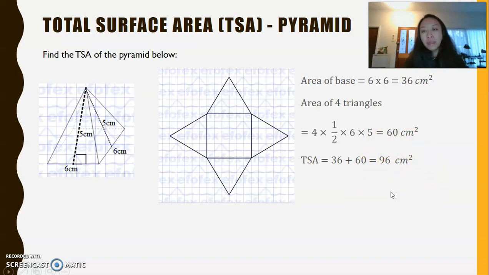One thing that we have to be very careful about: do you realize that for the triangle over here, the 5 centimeters is the slant length and not the height of the pyramid? If the height of the pyramid is given, maybe you have to use Pythagoras theorem to get the slant height. It's this one that we want because this is the height of the triangle.